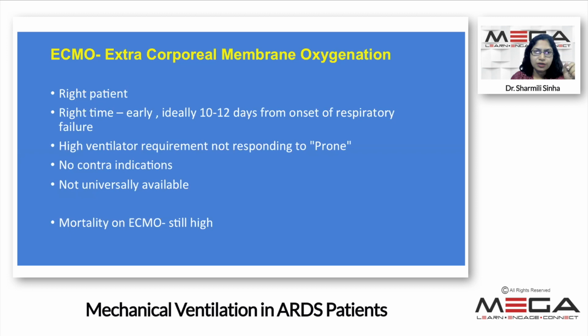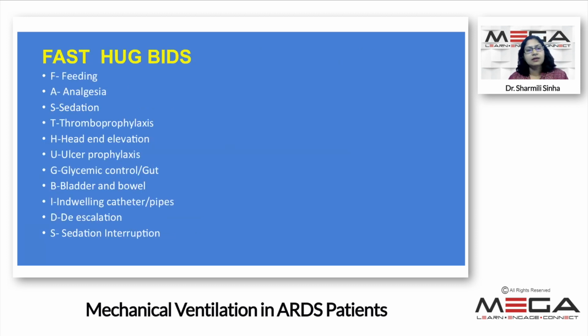Anybody not responding to all the higher settings of ventilator and prone positioning, always think of ECMO as early as feasible, ideally within 10 days from the onset of the respiratory failure. And fast hugging, never forget this for any critically ill patient who is hosted in the ICU. Sugar control, all these points are very, very important in deciding the ultimate outcome.